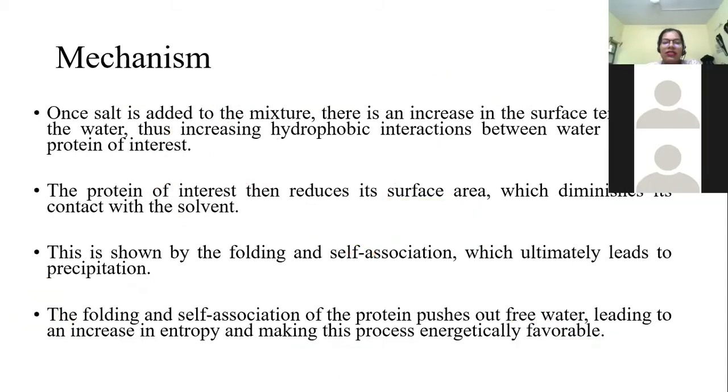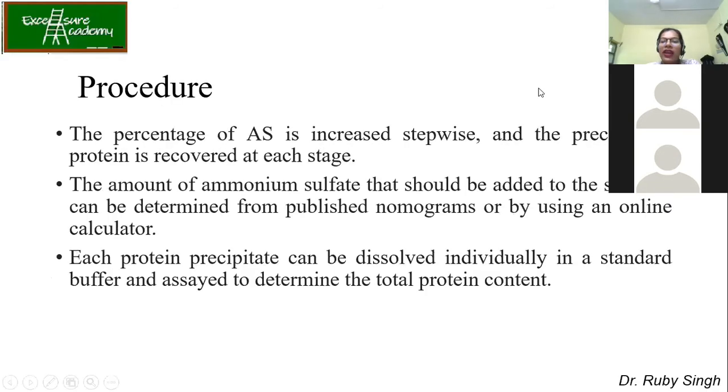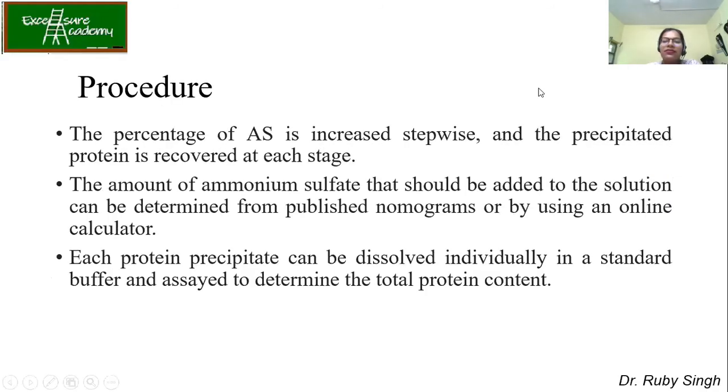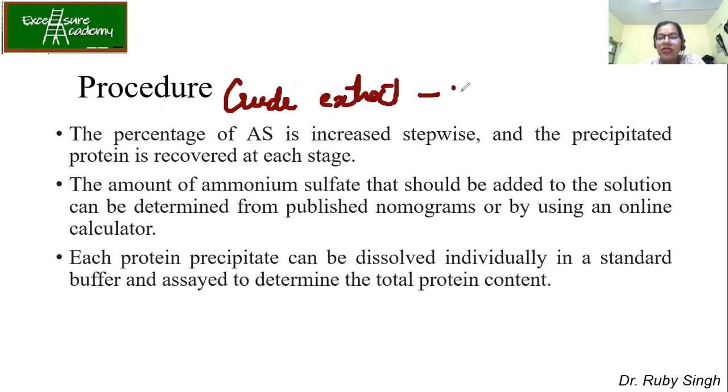Yes. Now the procedure of how you carry it out. The percentage of ammonium sulfate is increased stepwise and the precipitated protein is recovered at each stage. Remember, in the previous class I mentioned that you have a crude extract of protein. The crude extract is centrifuged. Suppose this is 100 ml. I have mentioned that you have to start with 10% and go till 90%.